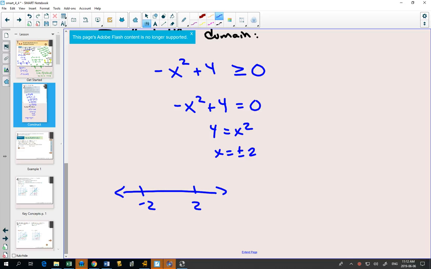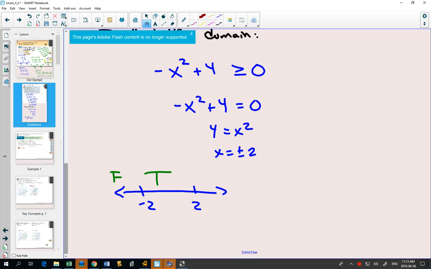What happens if you plug in 0? Is it true? 0 plus 4 bigger than or equal to 0? Yes. That middle section will be true. What if you plug in something less than negative 2, like negative 3? Careful here. A negative 3 squared is positive 9, times a negative makes negative 9, plus 4 is negative 5. Is that bigger than or equal to 0? No.